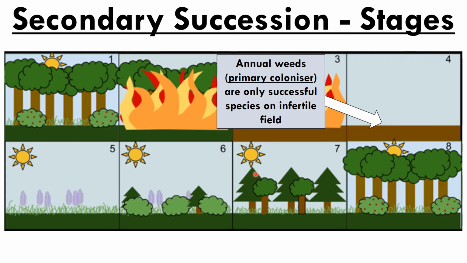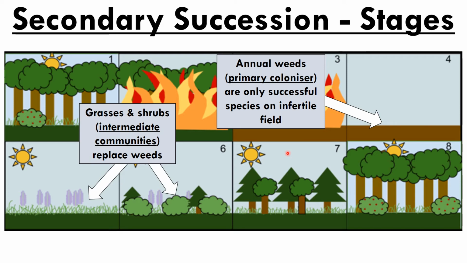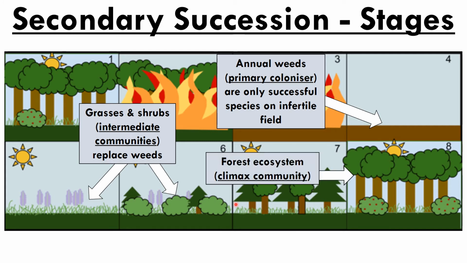So the stages of this: we've had our event which has got rid of the climax community, and the first colonizer here, you don't need lichen because there's no rock, you've already got soil. So the primary colonizer is annual weeds, and they're the only successful species on a field which is pretty infertile. Then after that, similar to primary succession, the grasses and shrubs move in, they begin to replace the weeds. And then finally, again, you have your forest ecosystem, your climax community. So the main difference with secondary succession is the primary colonizer is weeds rather than lichen and mosses.